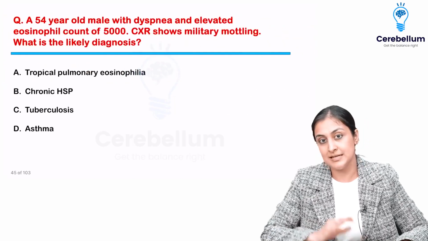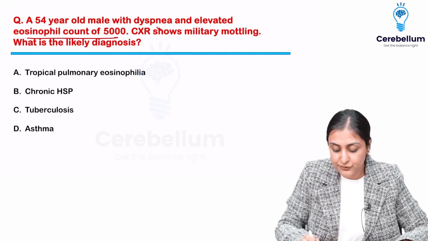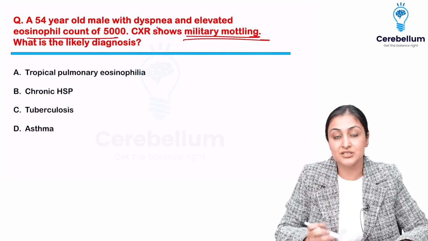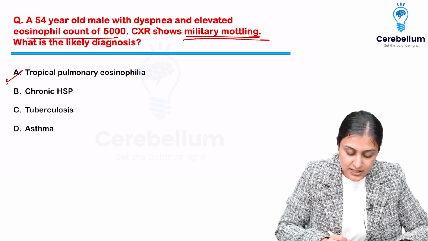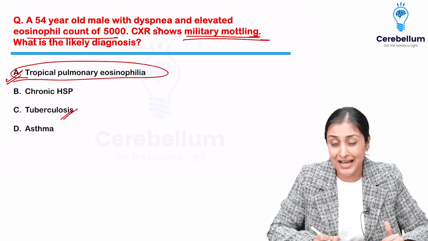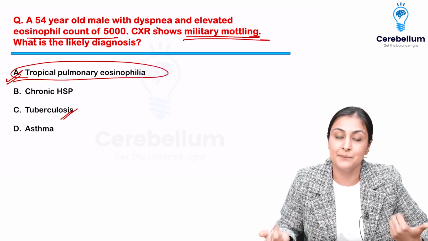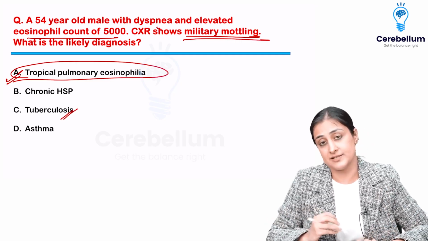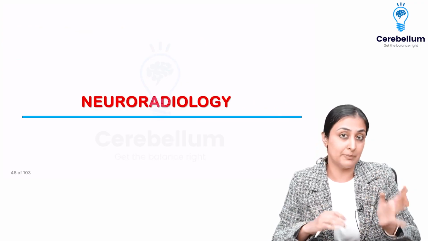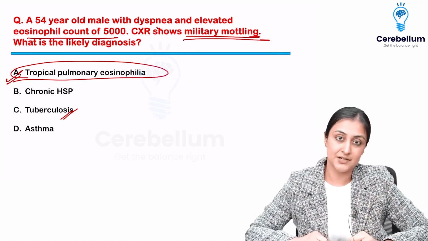It's HRCT chest. 54-year-old male, dyspnea, eosinophilia with miliary, not military, miliary mottling. What is it? Tropical pulmonary eosinophilia. Just so that you don't have to be biased about TB. The moment you see miliary, don't mark TB. If it's eosinophilia, it's Loeffler syndrome or tropical pulmonary eosinophilia. So that is it for thoracic radiology.